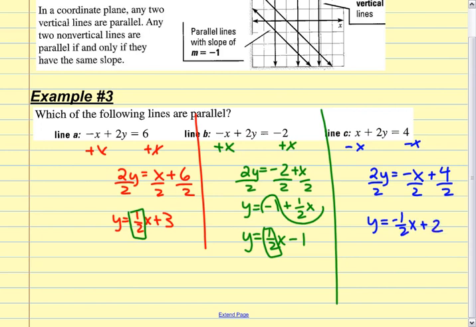Let me ask you something, Jordan. Is negative 1/2 the same thing as 1/2? No. So this one isn't parallel. These other two are.